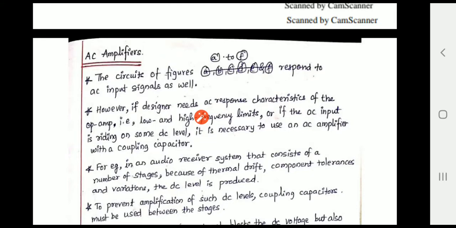We'll start with AC amplifiers. AC amplifiers perform AC amplification. For AC amplifiers, we need to convert the DC amplifiers which were discussed in the previous video into AC amplifiers just by connecting one coupling capacitor.